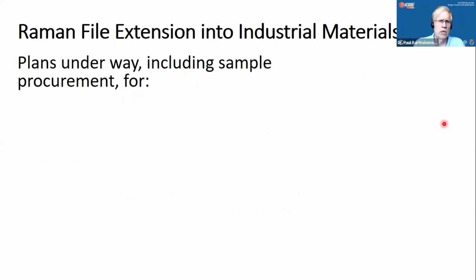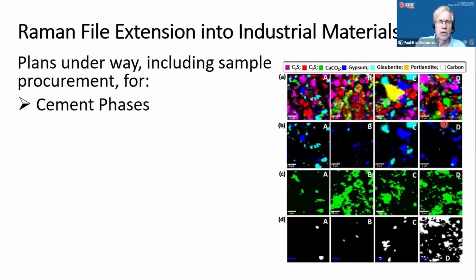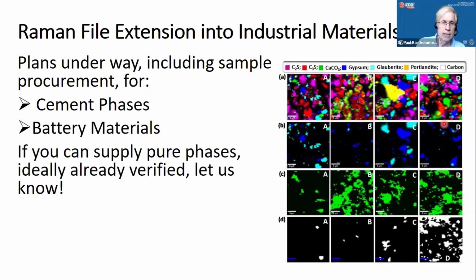Also, plans are in place to start extending into industrial materials. We're talking about and working on procuring samples for cement phases, battery materials. And as you can see, the process begins with collecting characterized samples of pure phases where we know the phase identity, collect the Raman spectra on. Accordingly, if any of you listening in can supply pure phases that are already characterized, let us know.